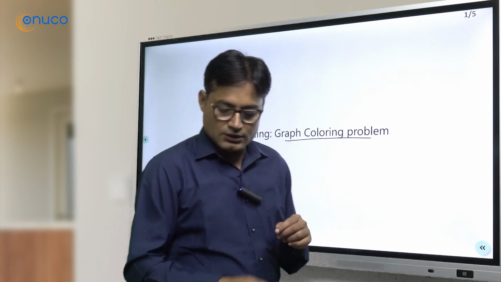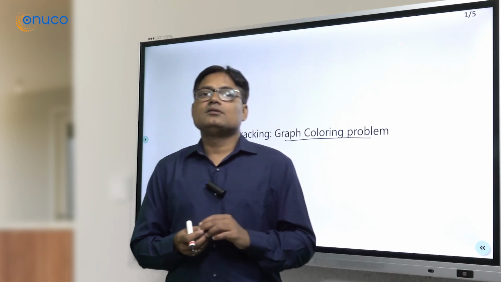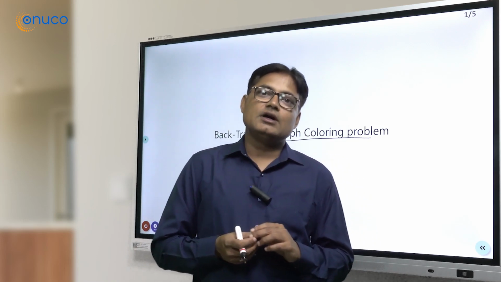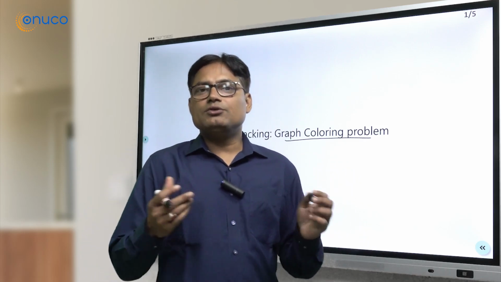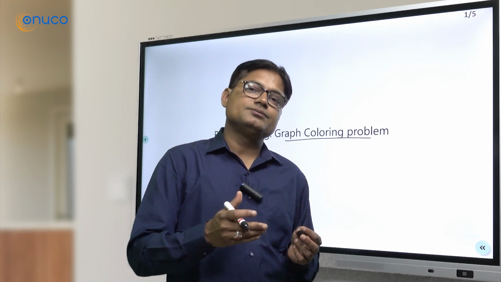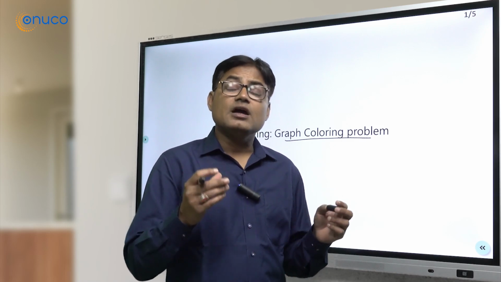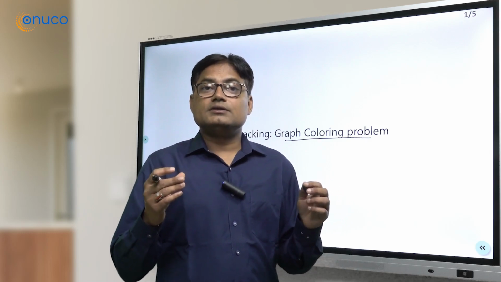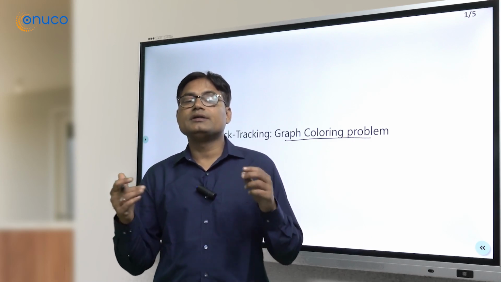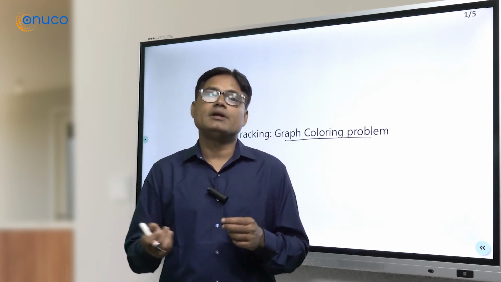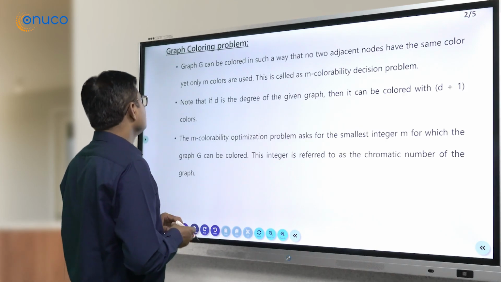and both the regions should be colored with different colors. So if there are, say, 5 different regions and you have 5 different colors, there is no problem. But is it possible to color with a smaller number of available colors? And if you are able to do it, the minimum number of colors used to color the graph is called the chromatic number.